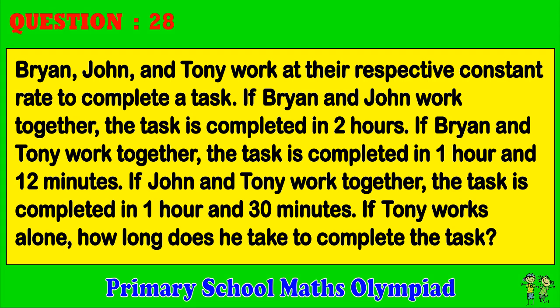Question 28. Brian, John, and Tony work at their respective constant rate to complete a task. If Brian and John work together, the task is completed in 2 hours. If Brian and Tony work together, the task is completed in 1 hour and 12 minutes. If John and Tony work together, the task is completed in 1 hour and 30 minutes. If Tony works alone, how long does he take to complete the task?